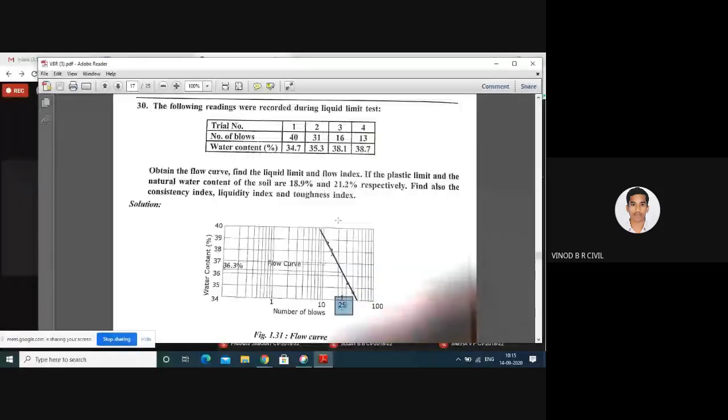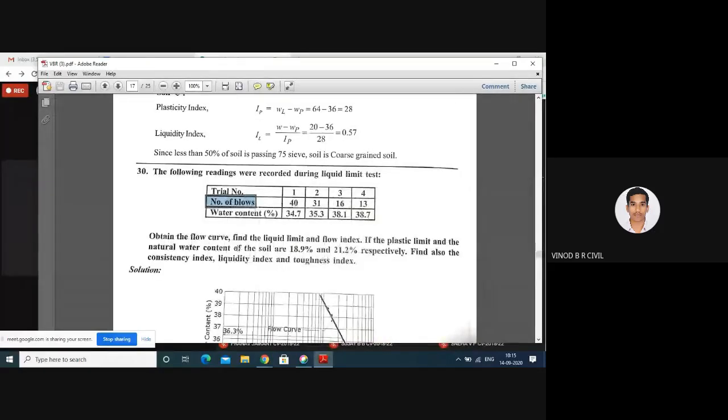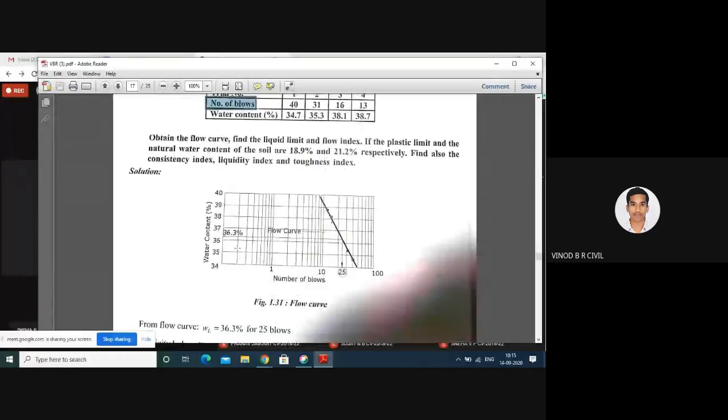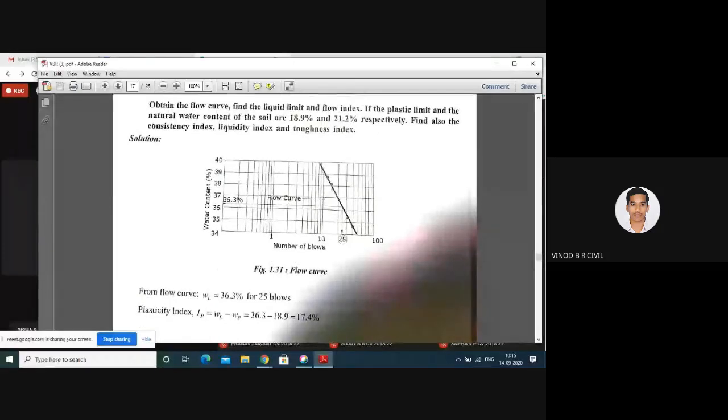Suppose they give the penetration, that comes under the cone penetrometer. In the cone penetrometer, you have to calculate for 20. That is the difference. Any doubt, students? Any doubt?